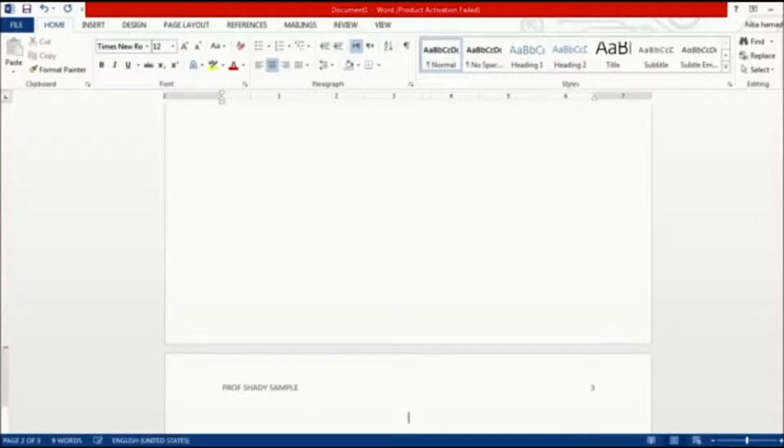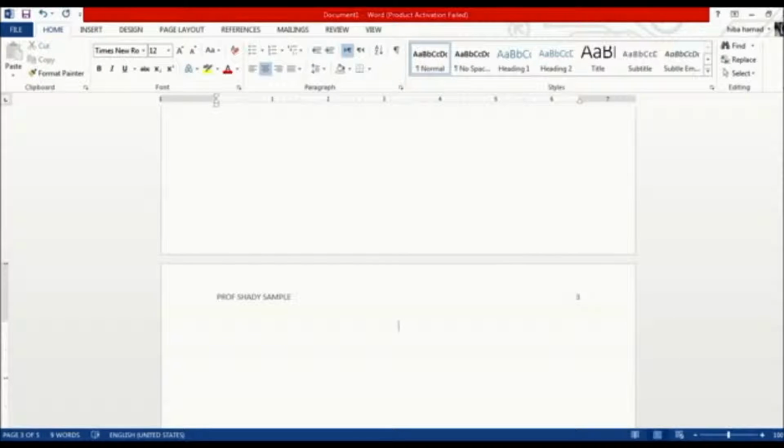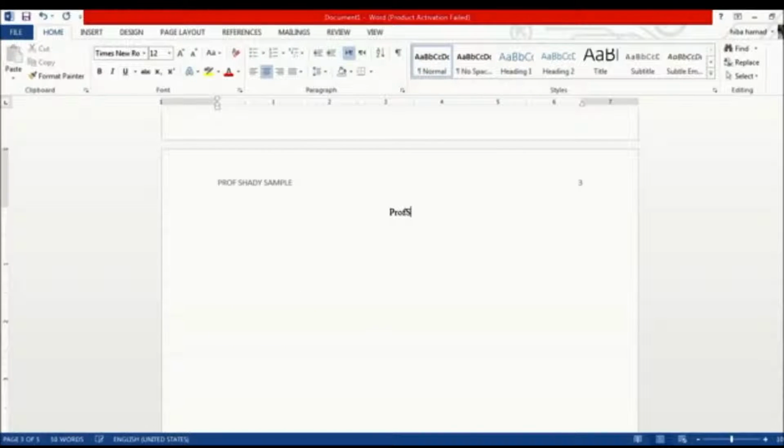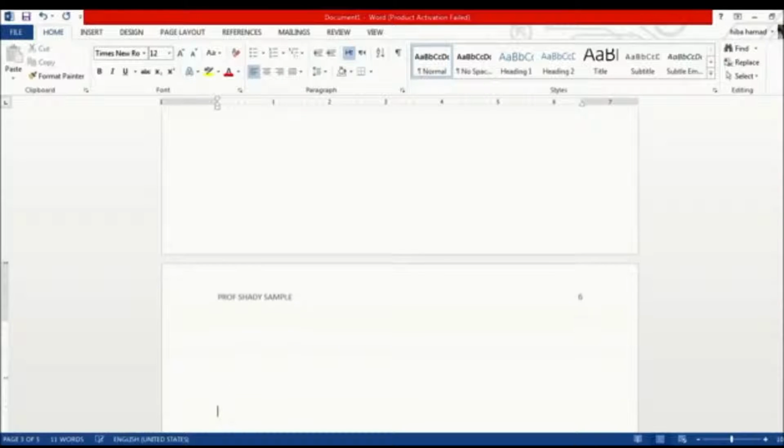And then the page after that should start with the introduction, but you don't write introduction, you start with the name of the research, which is Prof. Shady sample. And then you indent and you start typing. And that's it. And the last page, you have to make sure that you have a conclusion, and you need to have a reference page, and you're ready to go.